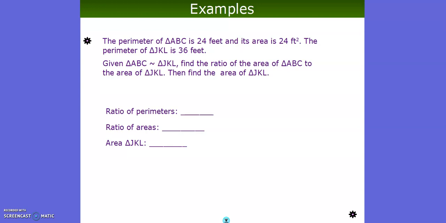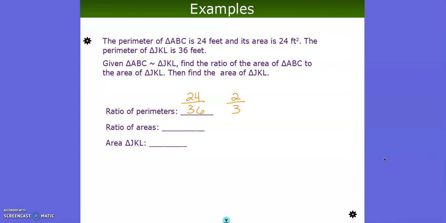The perimeter of ABC is 24 feet. The perimeter of JKL is 36 feet. So I think we can start there. We can say 24 over 36, and then we can reduce them. 12 goes into both. So I think we have a ratio of 2 to 3. So we know the ratio of the perimeters is 2 to 3.